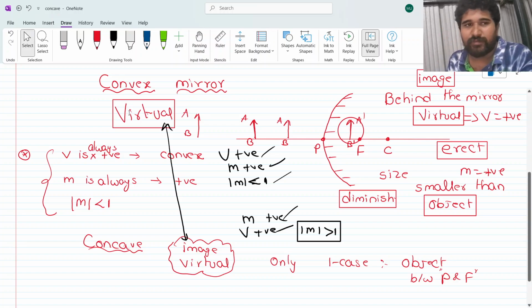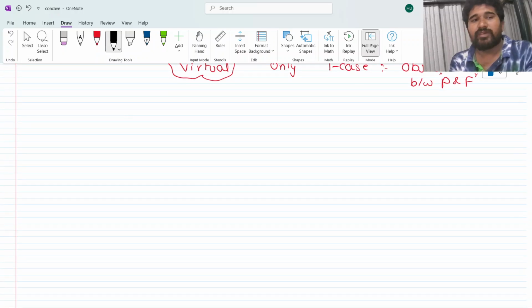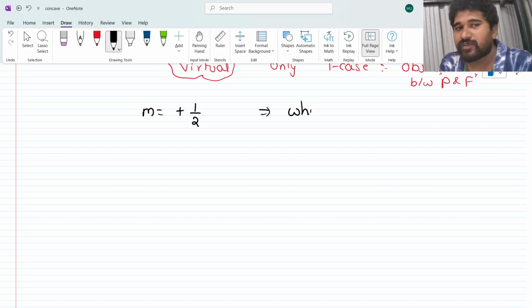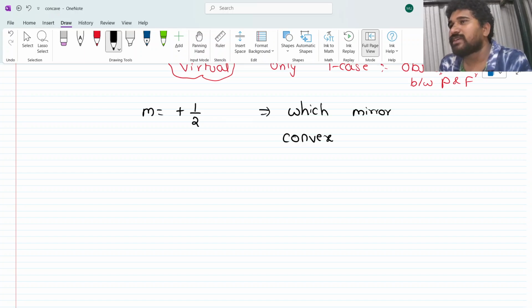For example, if I mention M is equal to plus 1 by 2, which mirror? He said it is convex. Is that correct? Yes or no? Sir, M positive means erect, right?